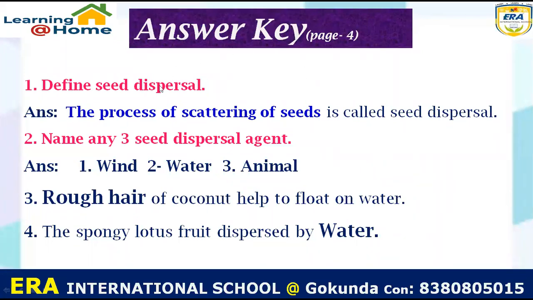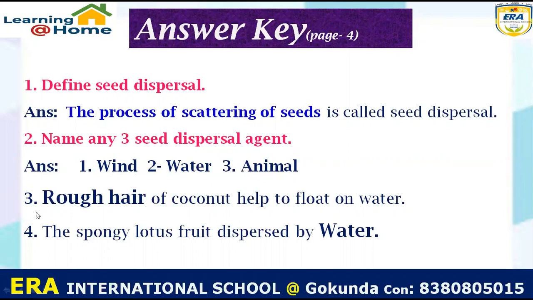Question 1, define seed dispersal. The process of scattering of seeds is called seed dispersal. The second question is, name any 3 seed dispersal agents. The answer is 1, wind, second is water, and third is animal.